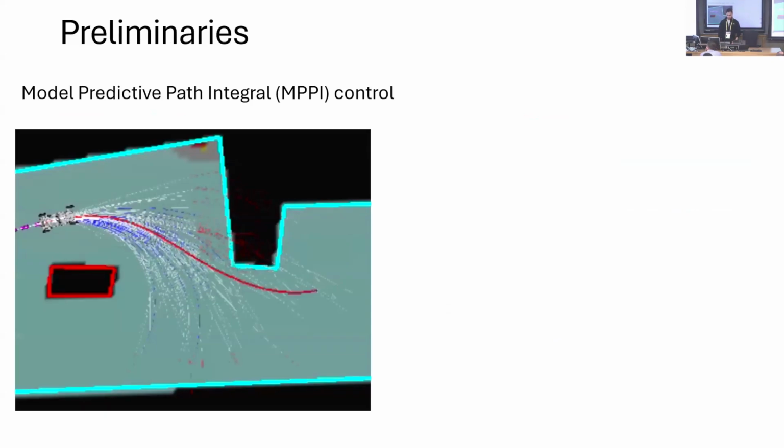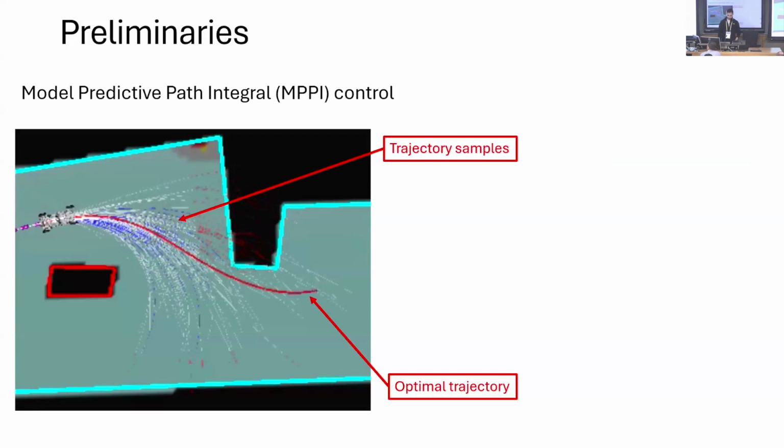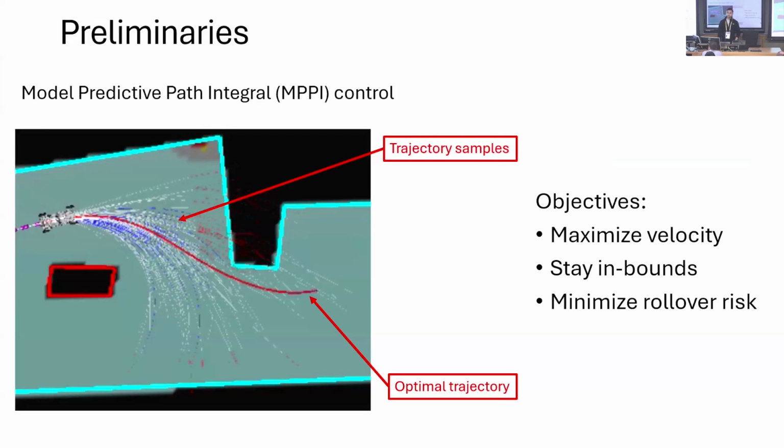For us, we're using MPPI for control. How it works is you randomly sample control sequences and roll them out on your dynamics model to generate trajectory samples. And you use this to determine an optimal trajectory forward. In our case, we want to maximize the velocity of the car, keep the car in bounds, and minimize the risk of the car rolling over. For the last point, we have a safety metric to determine if the car is at risk of rolling over, and we want to keep it below some threshold.